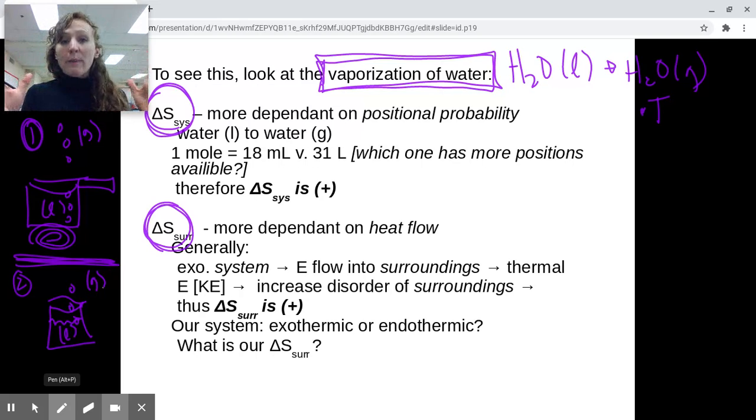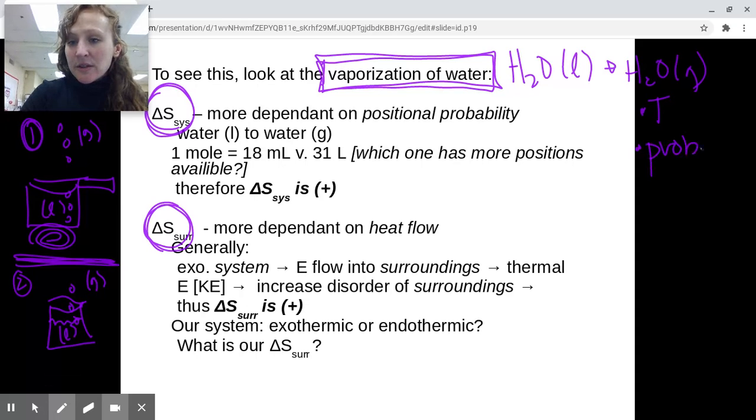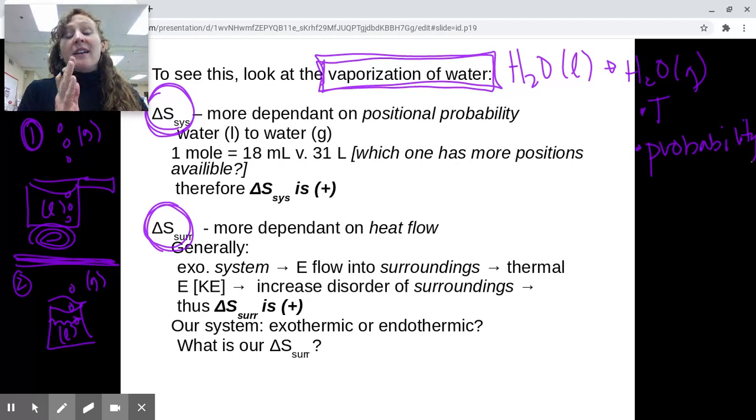However, there's way more positions available to water as a gas, right? Water as a gas can have even more variable distance. Water as a gas has even more space where the molecules can spread out and occupy. So as far as positional probability goes, there's far more positions available to water as a gas than there is to water as a liquid. So this is also going to be a driving force.